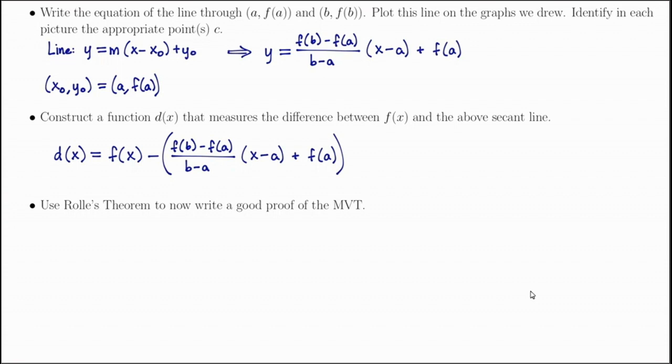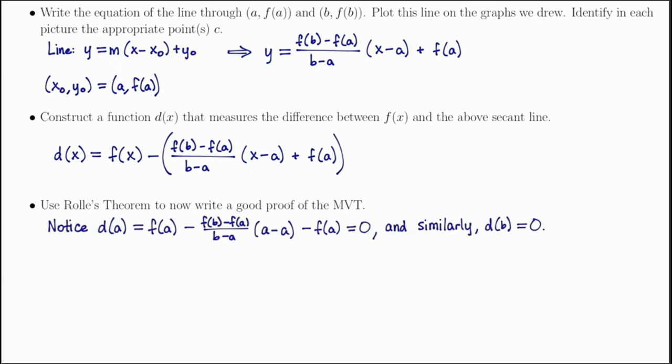As we saw on the picture a minute ago, with this setup, D is 0 on the left and right. So now we can proceed to use Rolle's theorem to finish the proof of the mean value theorem. Given this expression D of x in the middle here, notice D of a is quite easy to compute. You get f of a minus the slope times a minus a, well that's 0, minus f of a, those two cancel out and you get 0.